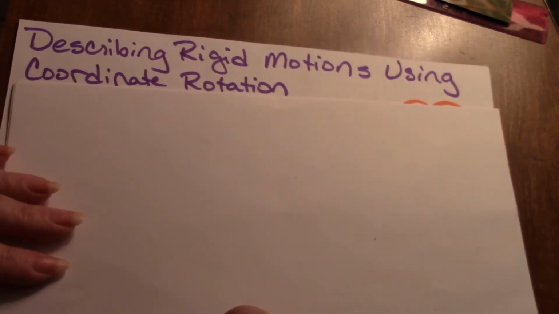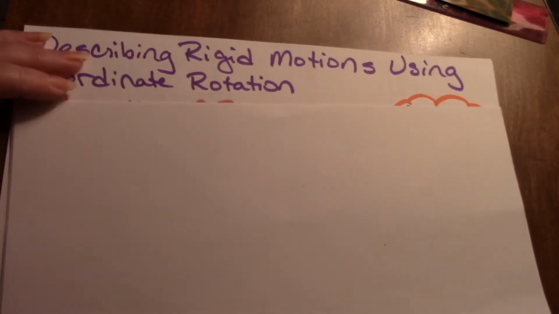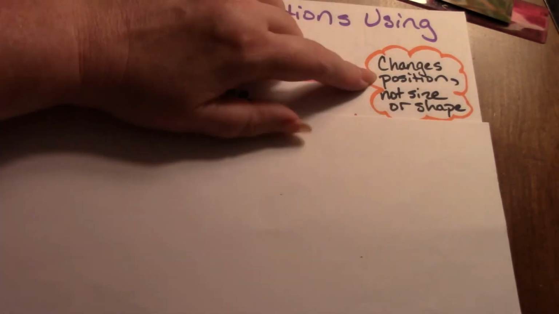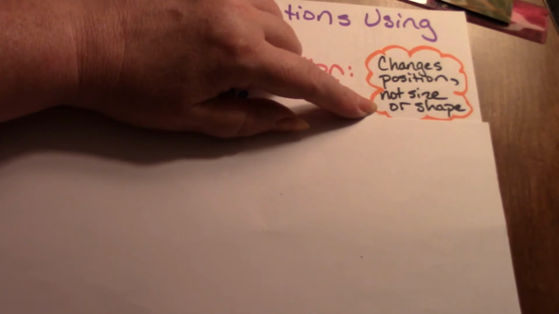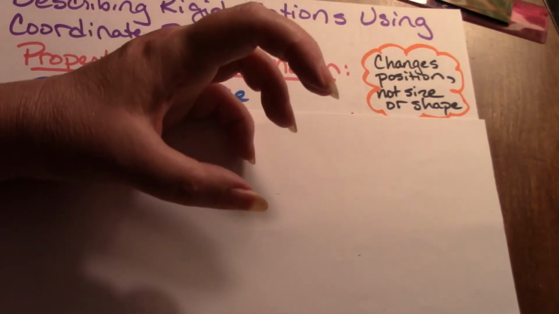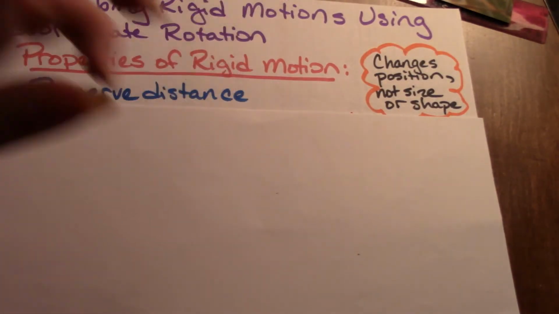Next, we're going to talk about rigid motions using the coordinate rotation. So a rigid motion changes the position of something, not its size or its shape. We're keeping the shape rigid, the same as it is. We're just moving it around or flipping it over.